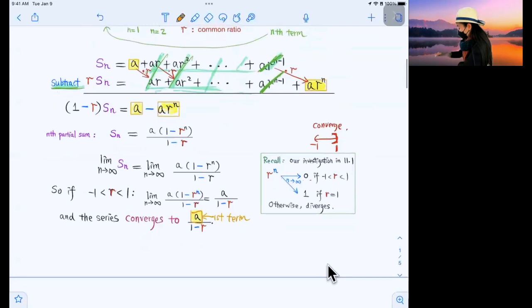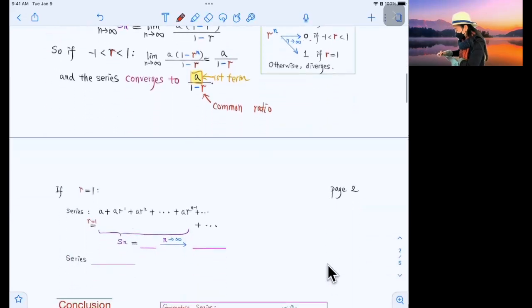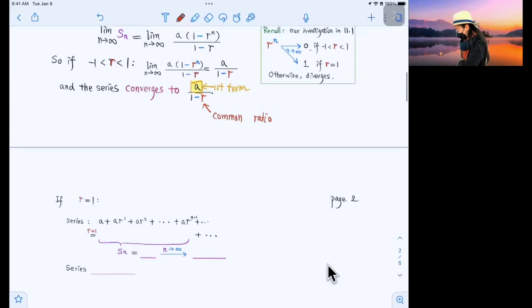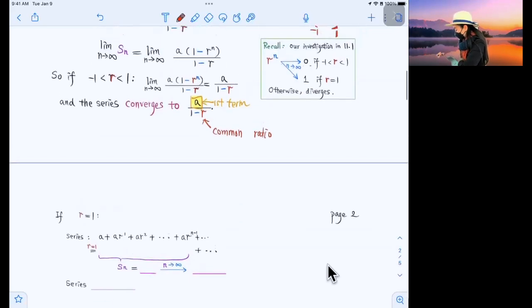And then what is the r over here? What's the name for that? r is what? It's the common ratio. Yeah. So if r is between -1 and 1, then the geometric series is going to converge to a over 1 minus r, which is the first term over 1 minus the common ratio, right?